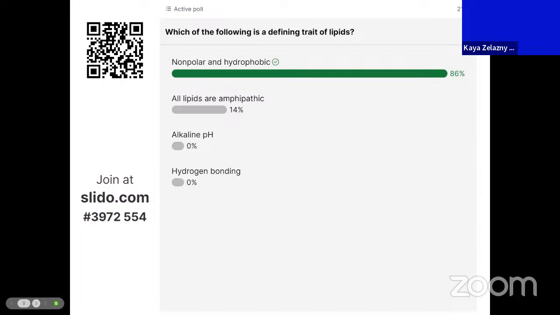So lipids can be all sorts of shapes, right? We had waxes and fats and eicosanoids and cholesterol, steroids in general, right? So lots of different shapes if we're looking at the molecular structure, but they're all going to have this kind of characteristic of how they interact with their environment.